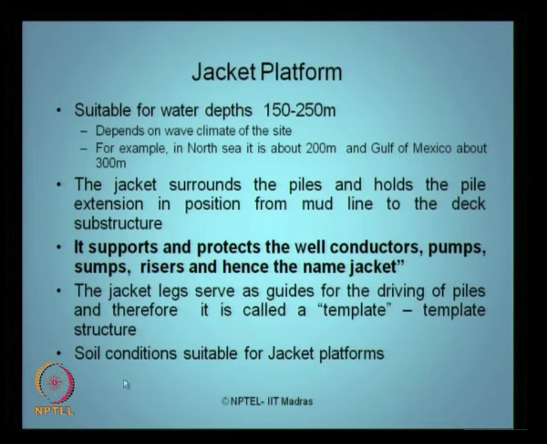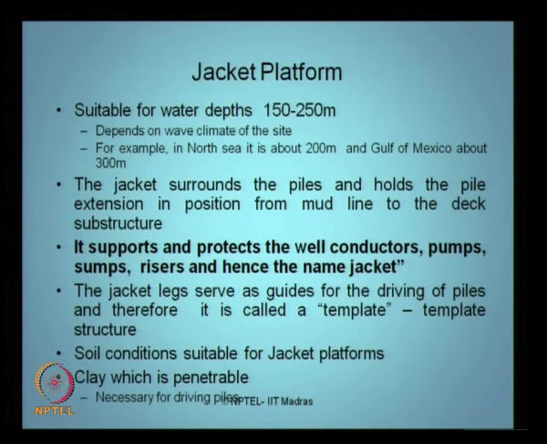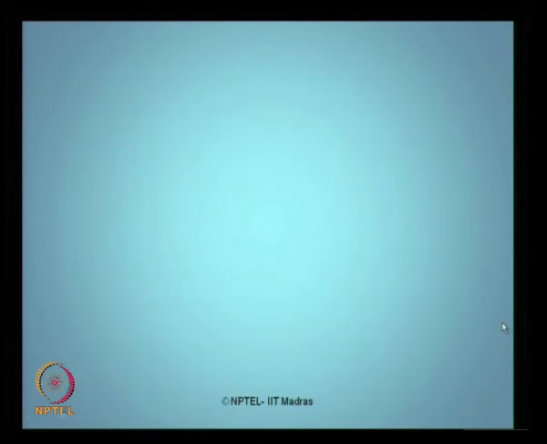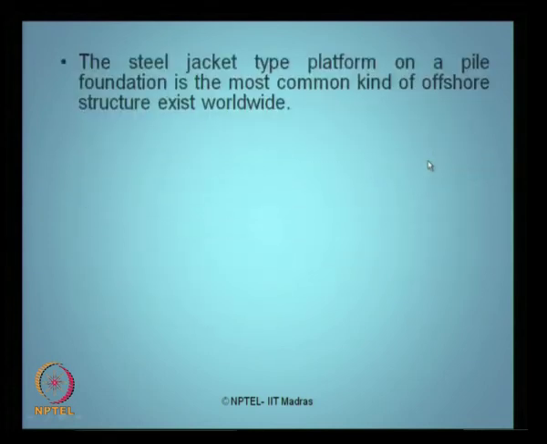Soil conditions suitable for jacket platforms: essentially it is suitable for clay, because it needs penetrable material for driving the necessary piles. It cannot be done in the case of hard rocks.